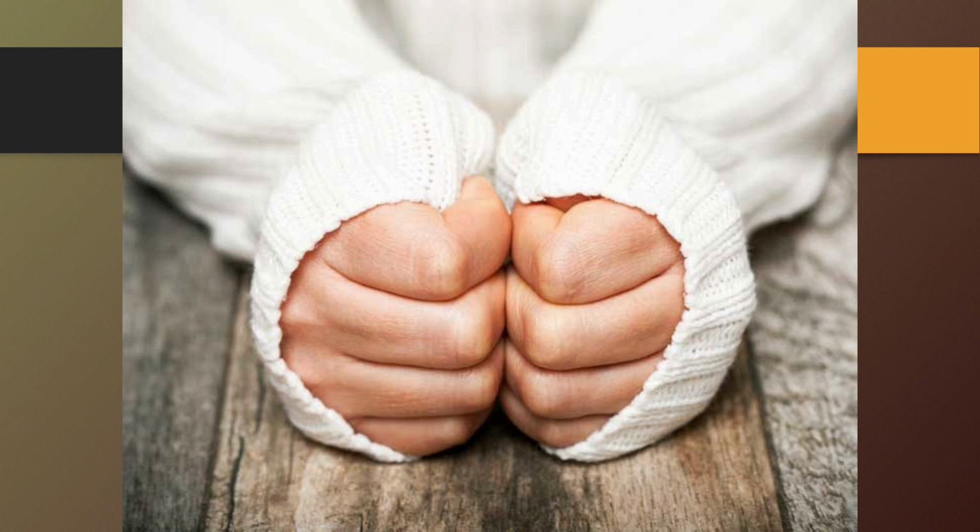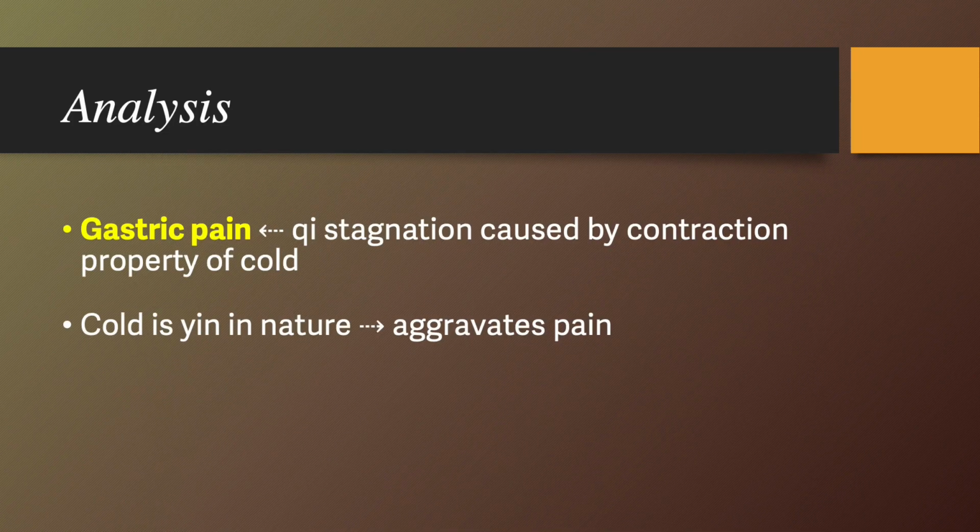Alternatively, mental fatigue, cold intolerance, cold limbs, preference for warmth. The gastric pain can be alleviated after eating food, and watery vomiting may also be present. Stomach cold can be classified into cold attacking the stomach and deficiency and cold of stomach qi. Cold has the property of contraction and can cause qi stagnation, resulting in gastric pain. Cold is seen in nature and can therefore aggravate pain.